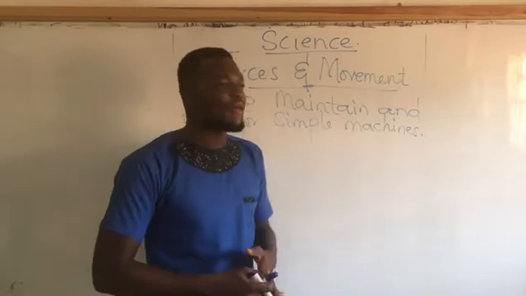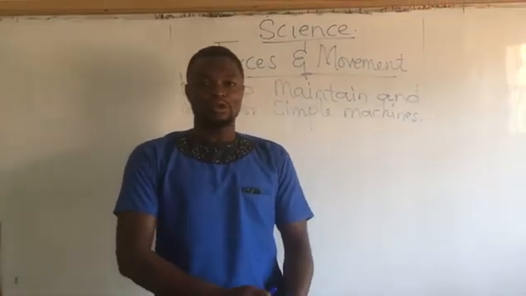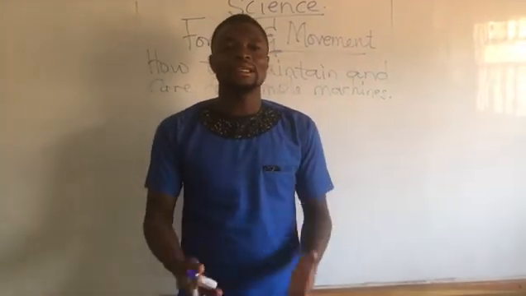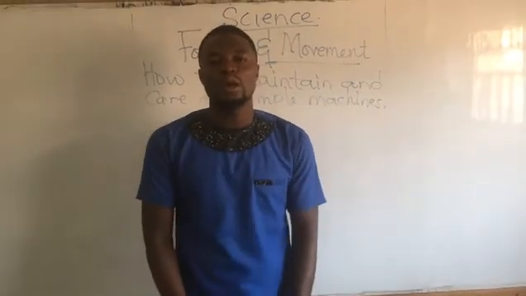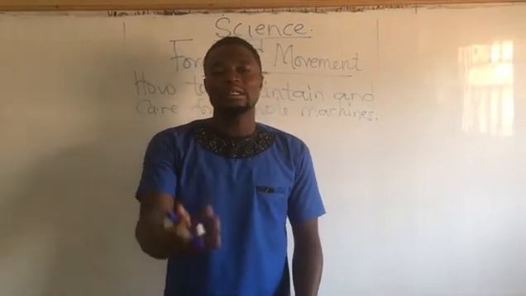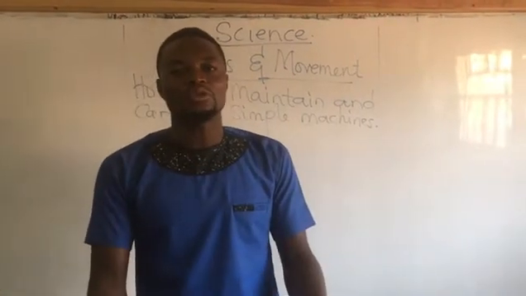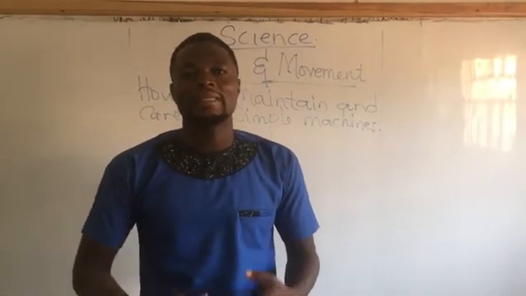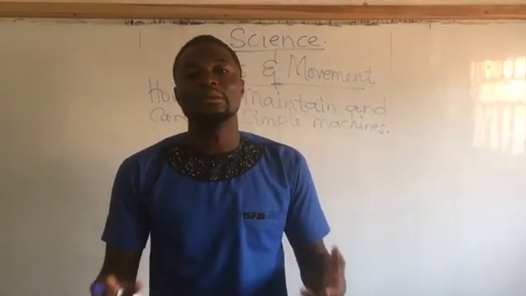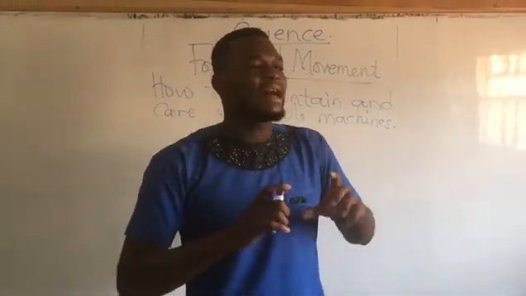Let's take for instance, if I need to cut this piece of cloth, what do you think I should use? Can I use my bare hands to tear it? Of course, that wouldn't be possible. So I need a device, or a simple machine, to be able to cut this cloth into pieces. So this is what we term simple machines. Simple machines are devices that enable us to do our work faster and easier.